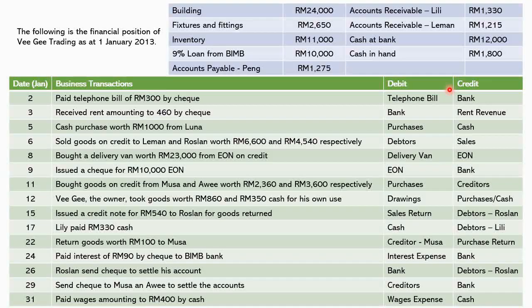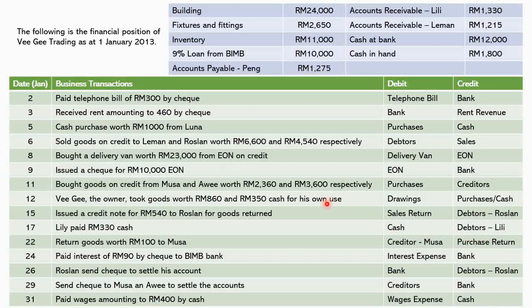Lily paid 330 cash. So, who is Lily? Lily kita ada dekat opening balance awak ni, tengok ni. Last year Lily ada hutang kat kita ya, 1330. So bulan ni dia cuma bayar 330. So debit cash, credit debtors Lily. Ya, Lily ni kita punya debtors, bila dia bayar, aset kita semakin berkurang lah sebab debtors kita berkurang. Tapi aset kita bertambah juga, cash kita bertambah.